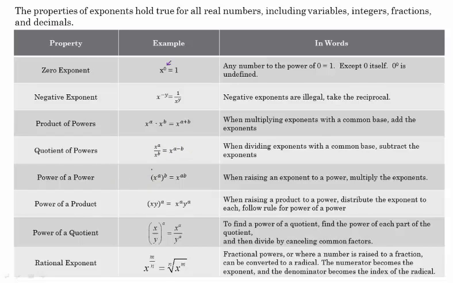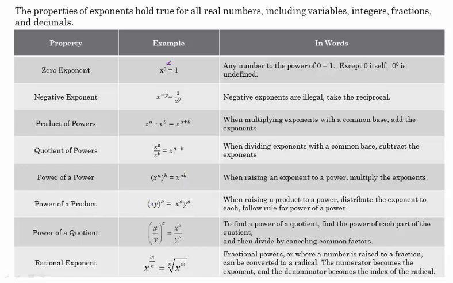Now if we take an exponent and we raise it to a power, so you'll see the difference here, we have two bases. Here we have one base with two exponents. When that happens, we multiply the exponents. So x to the a raised to the b is equal to x to the a times b.